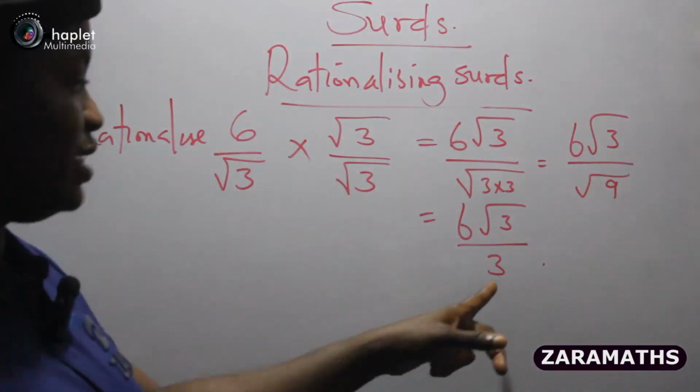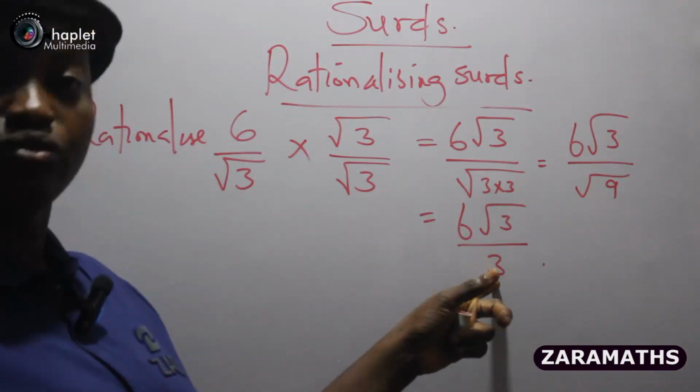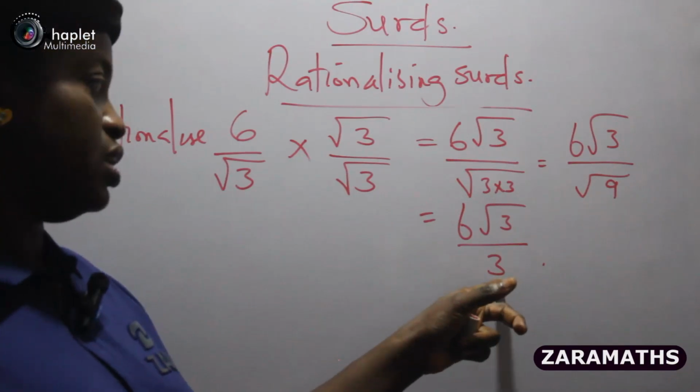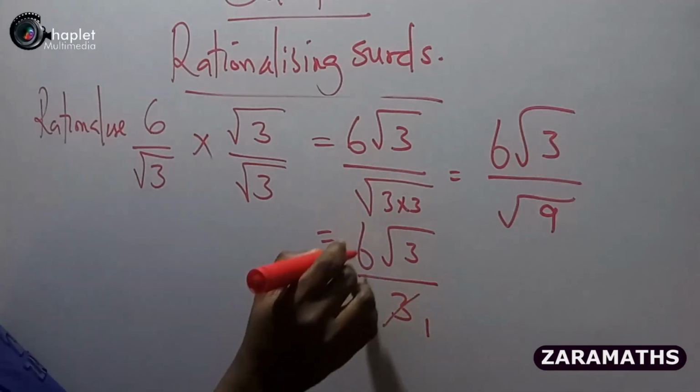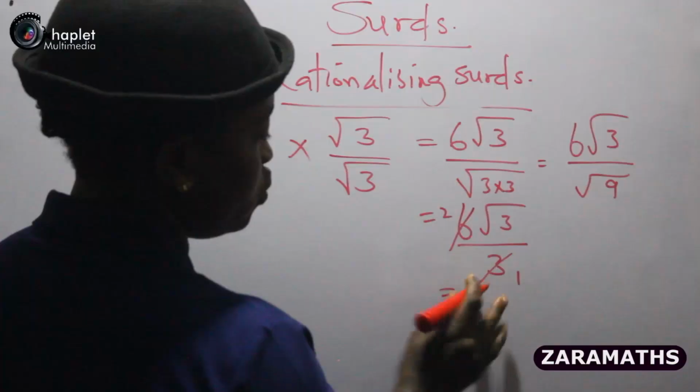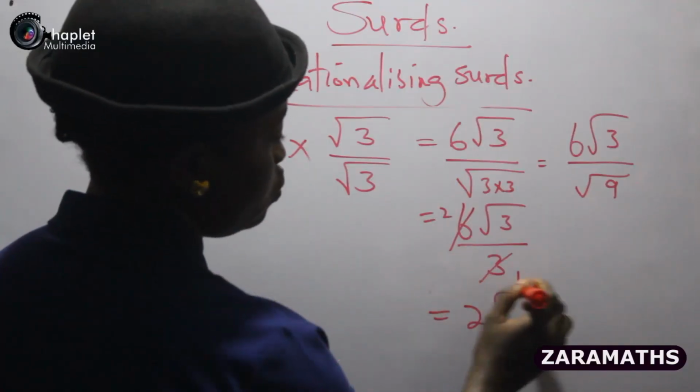Here we have succeeded in removing the square root that was attached to this 3. The 3 cancels, 3 here is 1, 3 here is 2, to give us what? 2√3.